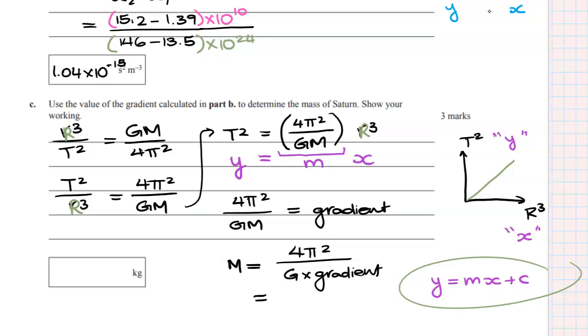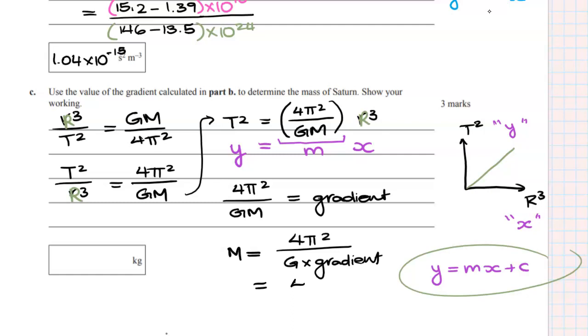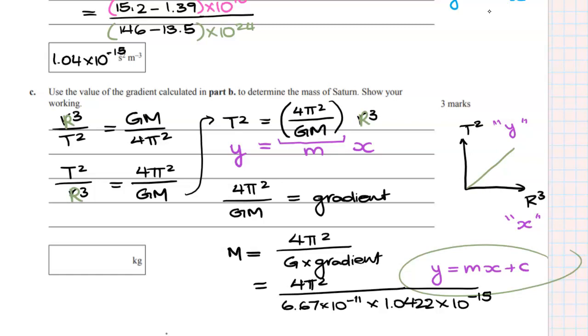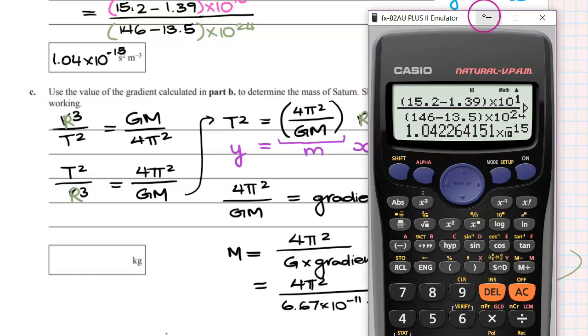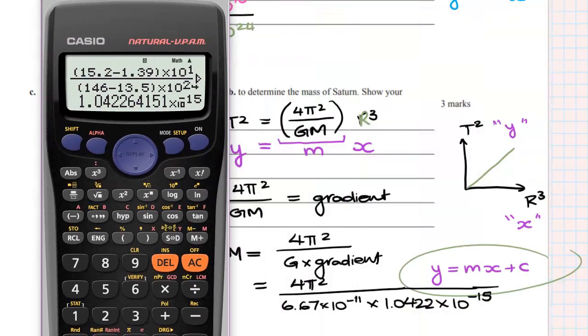Now I've run out of a bit of room here because I was way too big on my calculations before. So that means 4 pi squared divided by 6.67 times 10 to the negative 11 times that gradient, 1.04, I'm going to use 22, just a couple of extra decimals, times 10 to the negative 15. So that's the benefit of keeping a value in your calculator. You can grab those extra sig figs. Let's now calculate what it is. In fact, I think I'm going to use that value I previously had in my calculator. Alrighty.